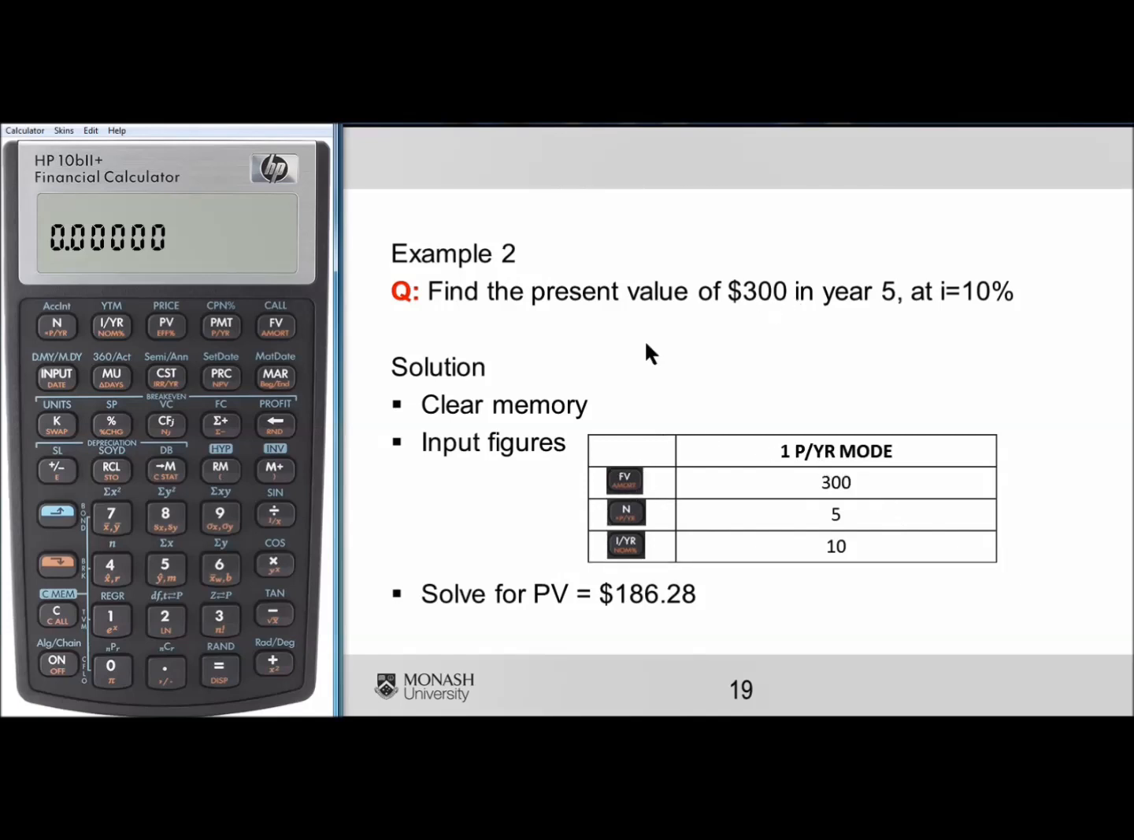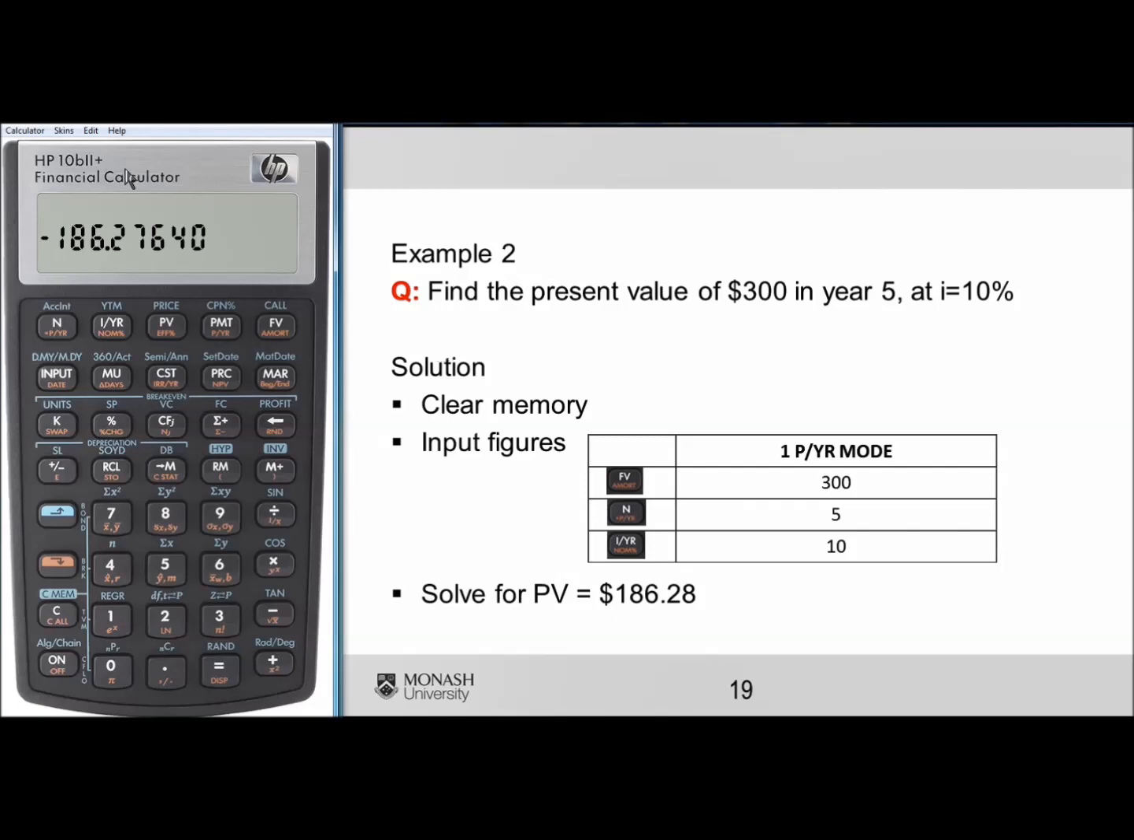So we have $300, which is our future value, in year 5, so 5N, and an interest rate of 10%. So in this case, we need to enter the full interest rate in percentage form. To solve for PV, press PV, and your final answer is 186.28.